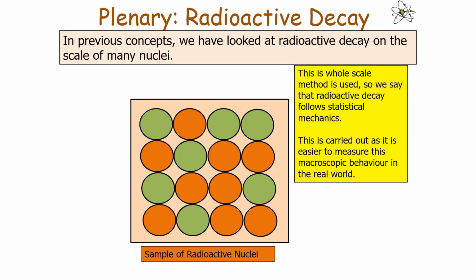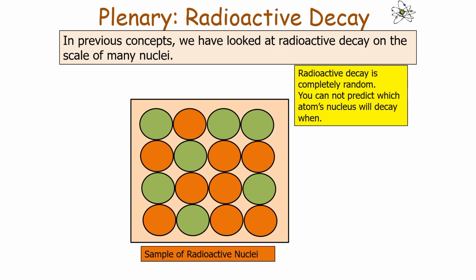Now, in previous concepts, when we've looked at radioactive decay, we can consider this on the scale of nuclei. So if we consider a sample of radioactive nuclei, we can use what we call a whole scale method. So we can look at not just one nucleus, but a great number of them. So we can say that radioactive decay follows statistical mechanics. This is easier to carry out, as it's easier to measure the macroscopic behavior in the real world, as opposed to just a sample of a very small number of radioactive nuclei. Which is why it's easier not to count the number of radioactive nuclei in a sample, but rather to measure the activity, or the count rate, or the mass.